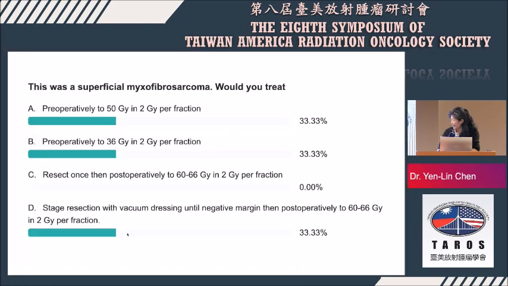Okay, let's see. All right. So pretty even split, actually exactly even split between pre-op to 50 gray and the others. Interesting, some would treat to a lower dose, and then D, a third would treat with a staged resection until negative margin, and then boost, and then postoperative radiation.